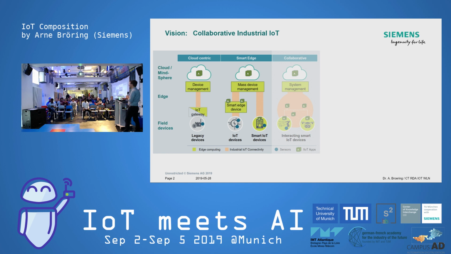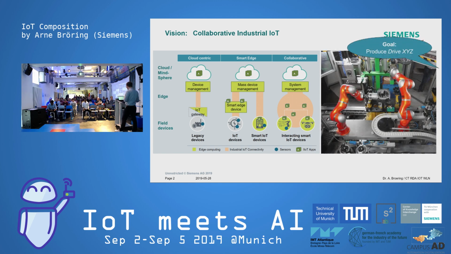Smart edge devices with analytics. So this is even going further in this vision of collaborative IoT, where we equip edge devices and also IoT field devices with more and more intelligence so that they can collaborate more and more autonomously. This slide here, or this illustration, should explain this vision a little further.